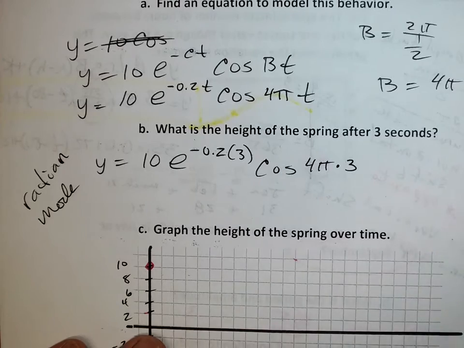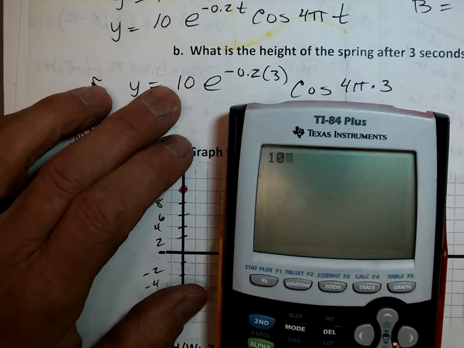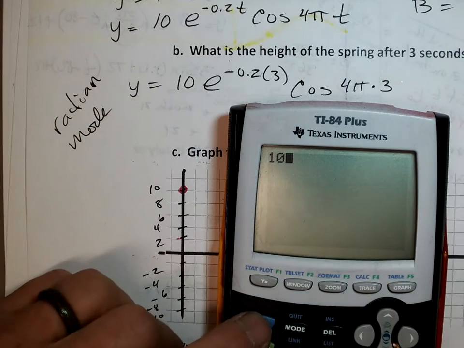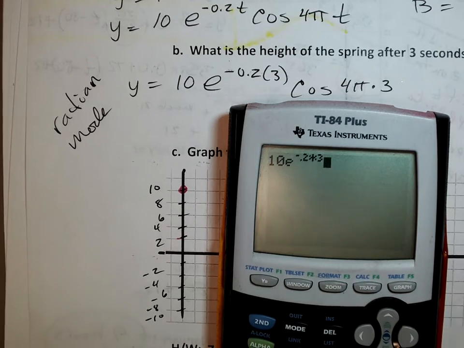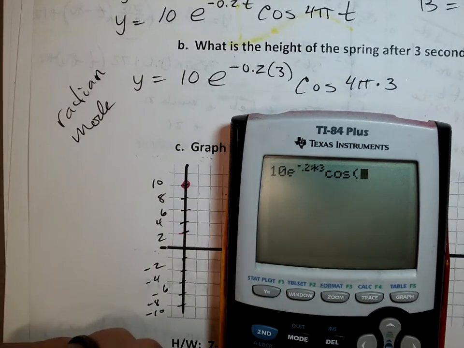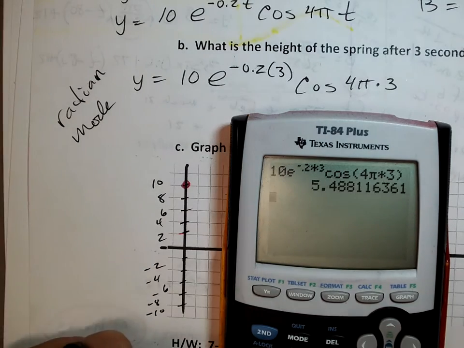So clear, quit. I'm going to go 10, and my E button is down by the natural log, right? E to the negative 0.2 times 3, cosine of 4 pi times 3. Okay. I get an answer of 5.5. That's the height of the spring.